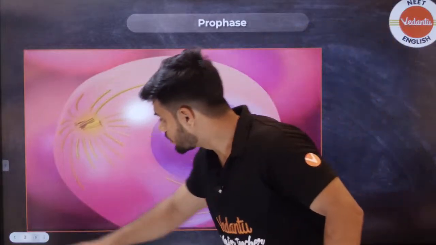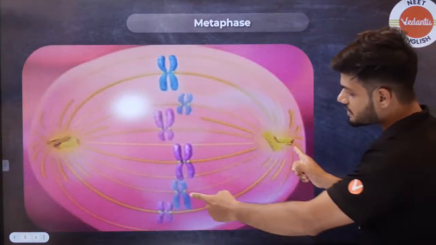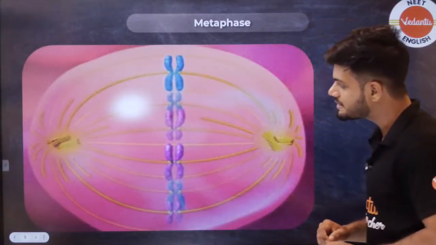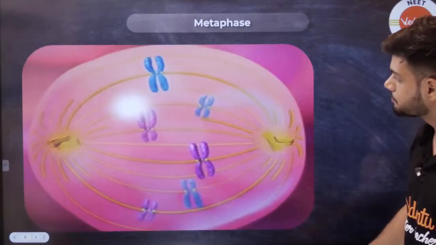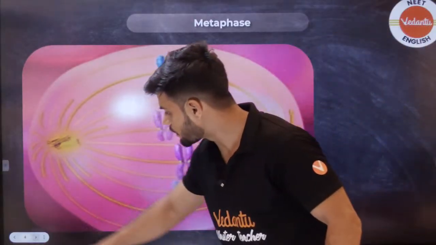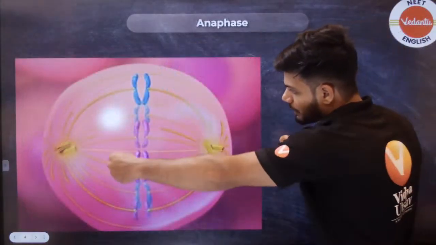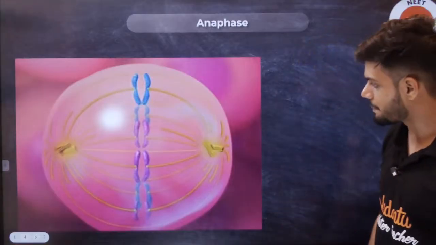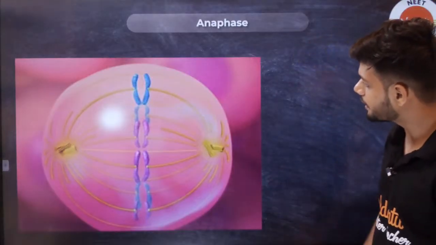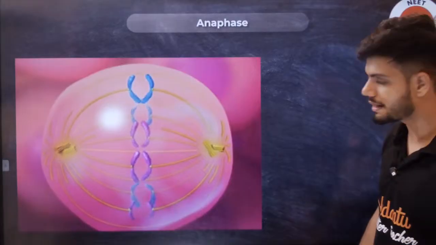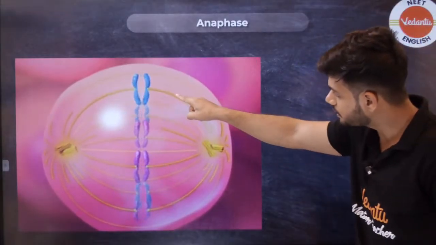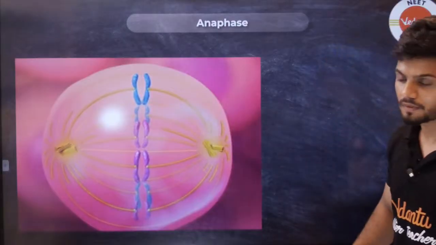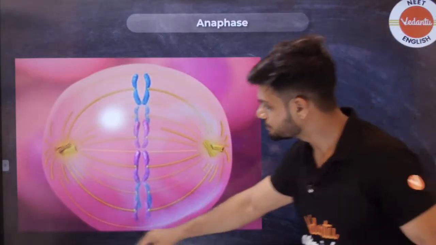Now, in the metaphase, what happens? Everything comes towards the center. That is called the metaphasic plate, right in the middle, the metaphasic or equatorial plate. Now, in anaphase, what happens, students? Splitting of the centromere happens, and they are pulled towards the opposite poles. The centromere is towards the pole, remember that, and the chromatids are trailing behind.